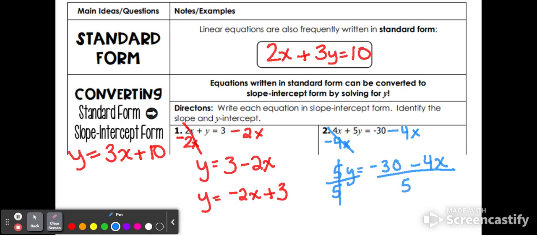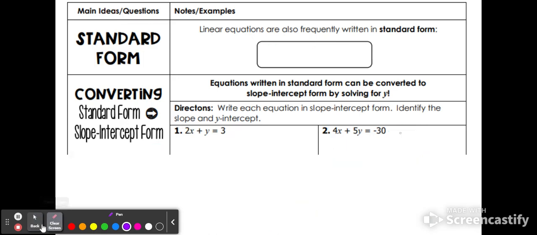So on this side, we're just down to y. Here we have negative 30 divided by 5, which gives us negative 6. Here we have negative 4 divided by 5. Well, this we can leave as a fraction, 4 divided by 5. It's negative, so I'm going to keep that subtraction and keep my variable x. Okay, so I really have solved it. If I want it in its best proper form, I'm going to flip those two around to be negative 4/5 x subtract 6 because it's negative. All right, so let's try another.